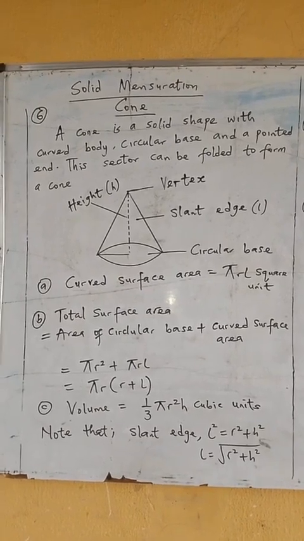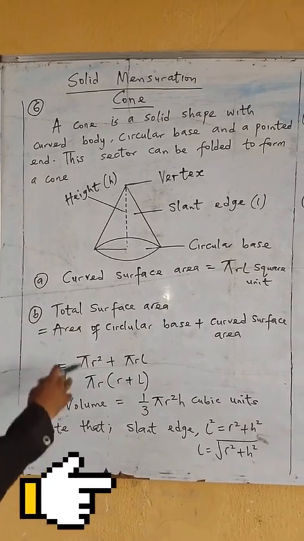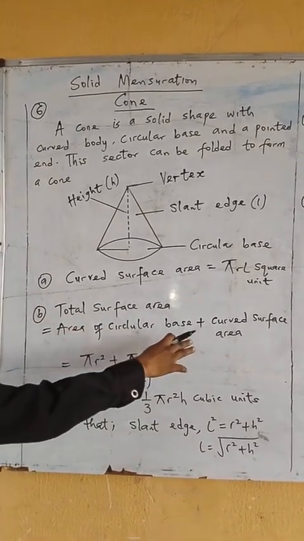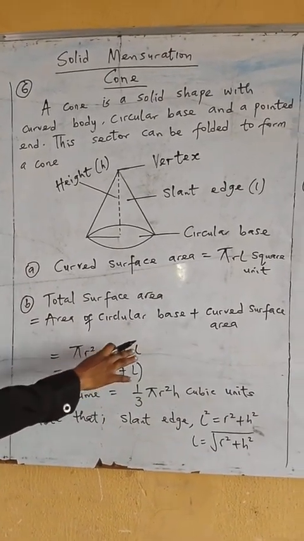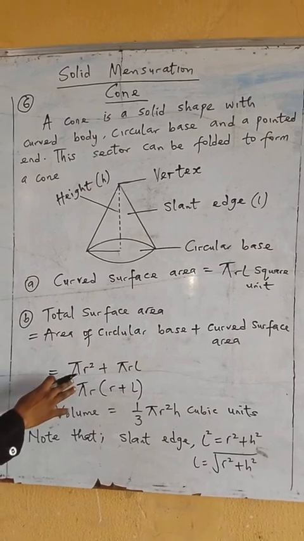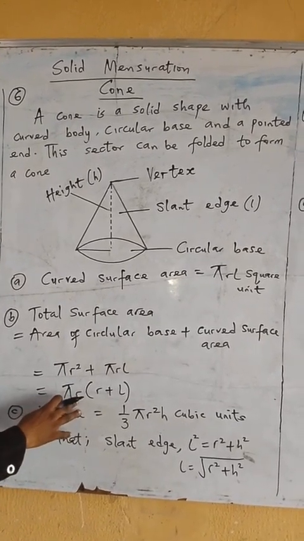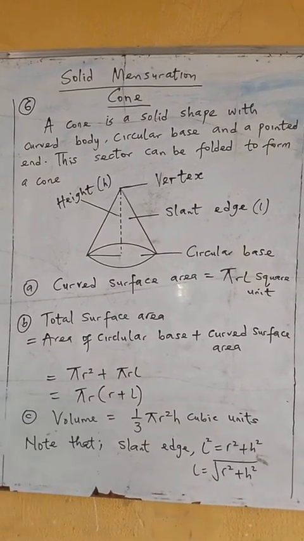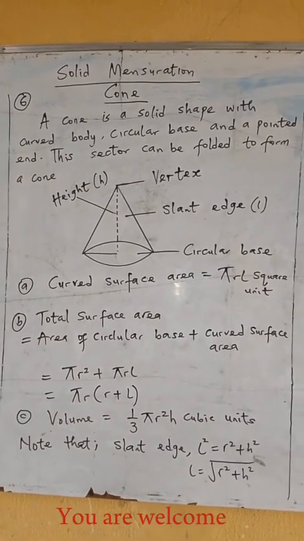The curved surface area for a cone is pi r l, and the total surface area is the area of the circular base plus the curved surface area, pi r squared plus pi r l. If you take note, you will discover that both pi and r are common factors. So you bring out pi r, and we are going to have r plus l in brackets. And the volume of a cone is 1/3 pi r squared h.